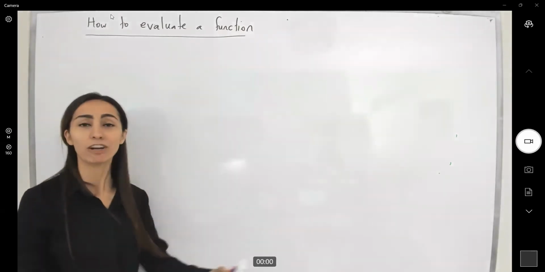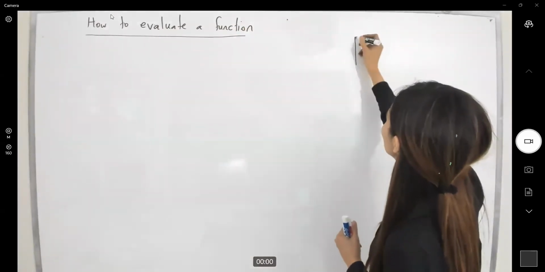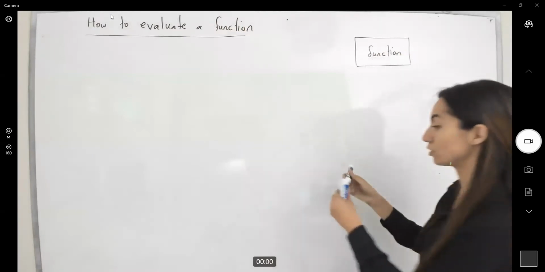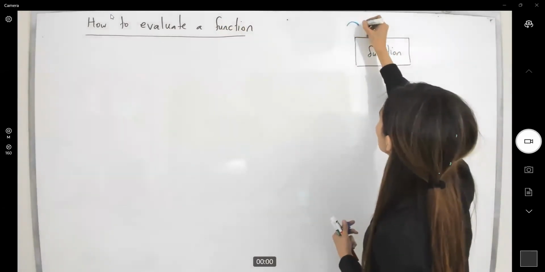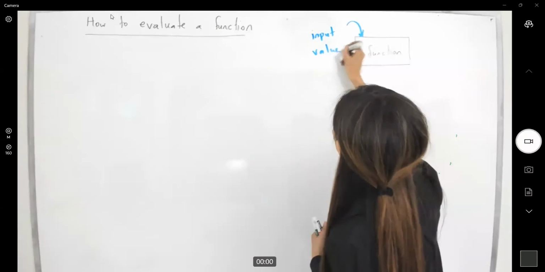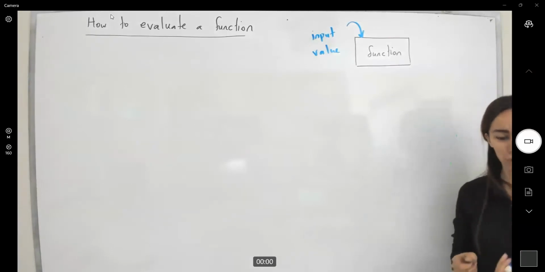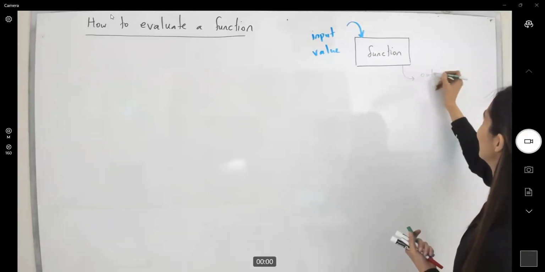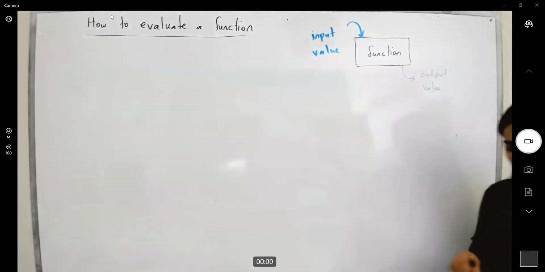First of all, functions can be considered as machines. You have a function, and it is a machine. You're going to use some input values, and your function takes these input values, makes some changes to them, and gives you some output values. Very good.